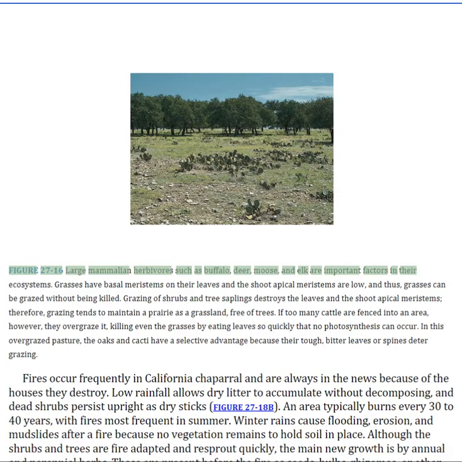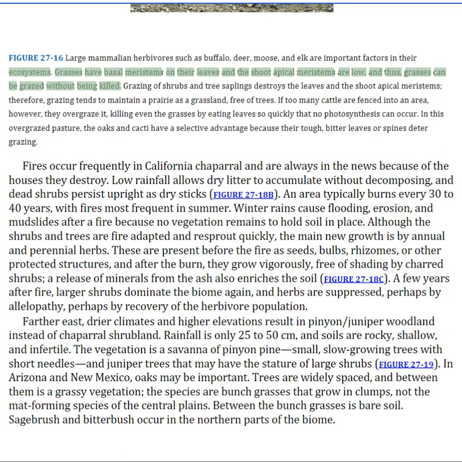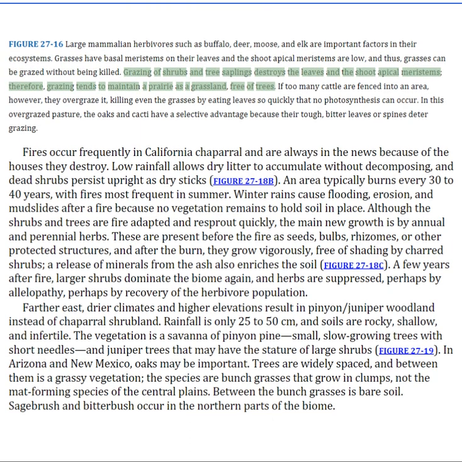Figure 27.16: Large mammalian herbivores such as buffalo, deer, moose, and elk are important factors in their ecosystems. Grasses have basal meristems on their leaves and the shoot apical meristems are low, and thus, grasses can be grazed without being killed. Grazing of shrubs and tree saplings destroys the leaves and the shoot apical meristems, therefore, grazing tends to maintain a prairie as a grassland, free of trees.